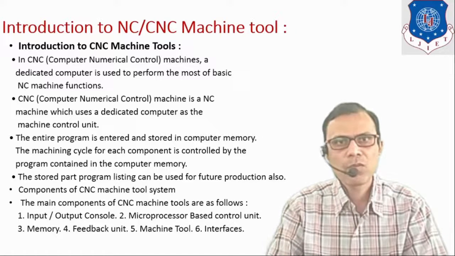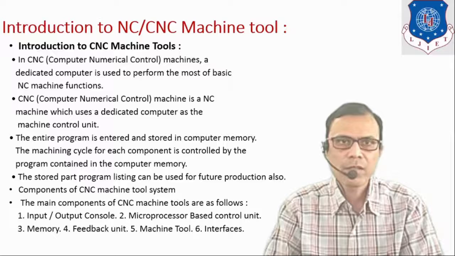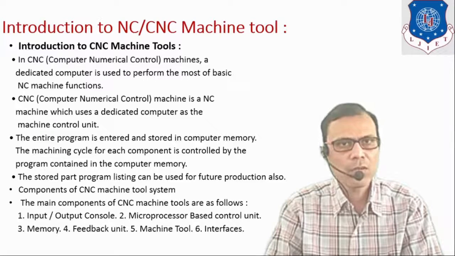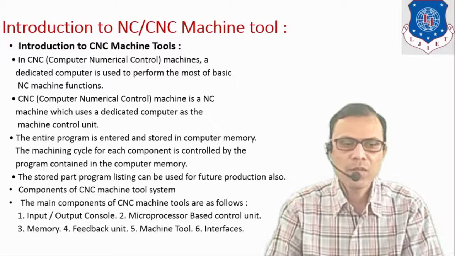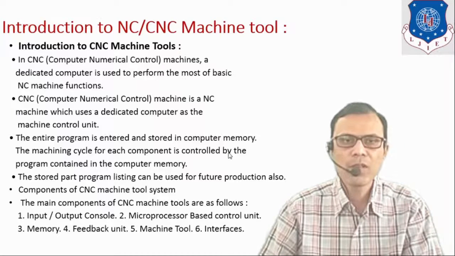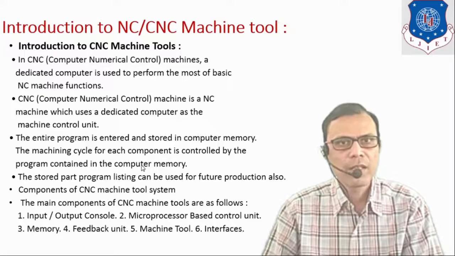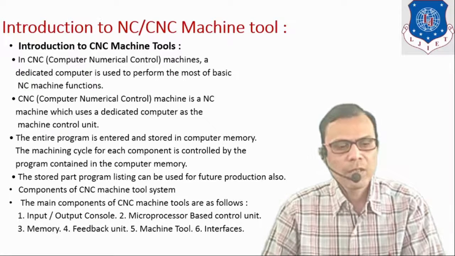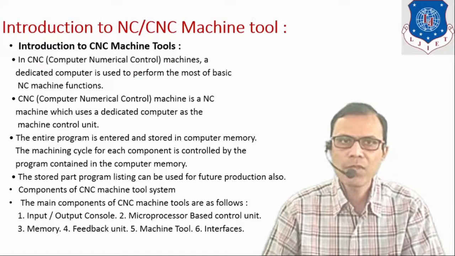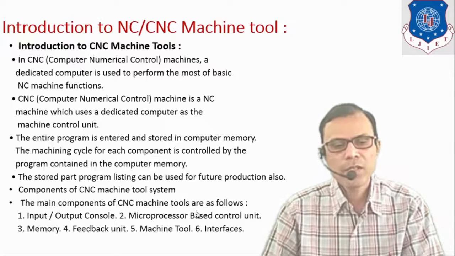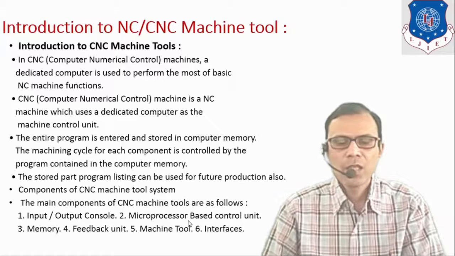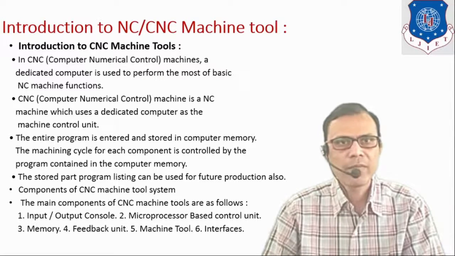But CNC machine tools consist of a dedicated computer which can be used to control all the functions of a machine. Computer programming is required in case of CNC machine tool. So the entire program is entered and stored in computer memory, and the machining cycle for each component is controlled by the program which is contained in the computer memory. So the main components of CNC machine tool system are input and output unit, microprocessor based control unit, memory, feedback unit, machine tool, and human machine interfaces.